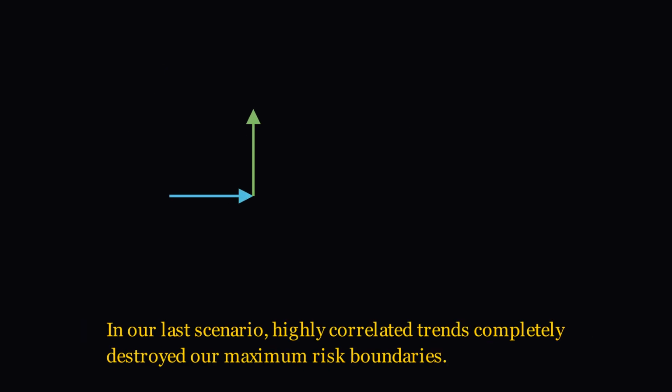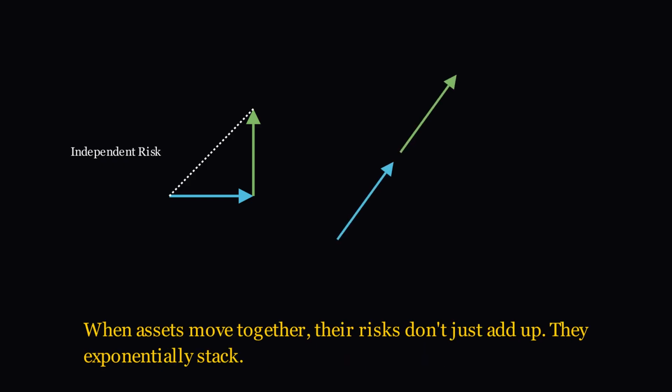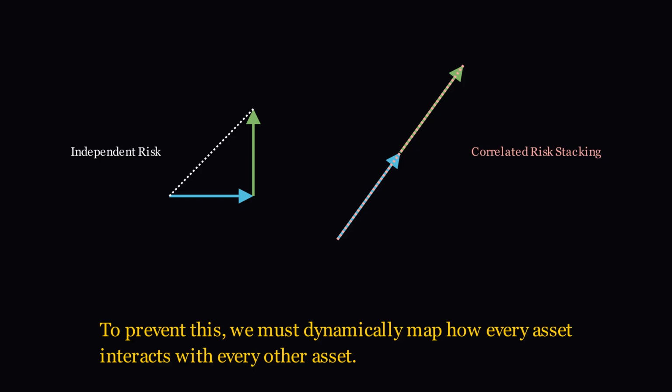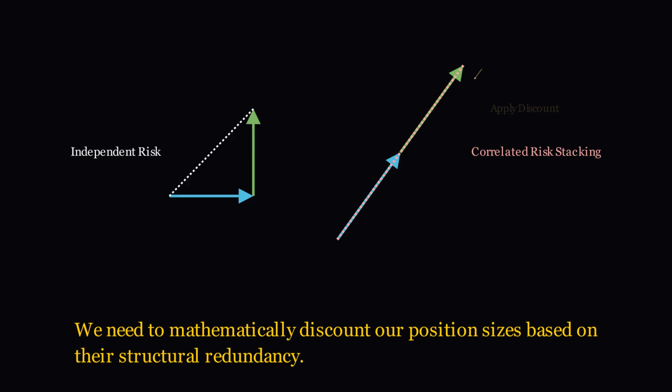In our last scenario, highly correlated trends completely destroyed our maximum risk boundaries. When assets move together, their risks don't just add up. They exponentially stack. To prevent this, we must dynamically map how every asset interacts with every other asset. We need to mathematically discount our position sizes based on their structural redundancy.